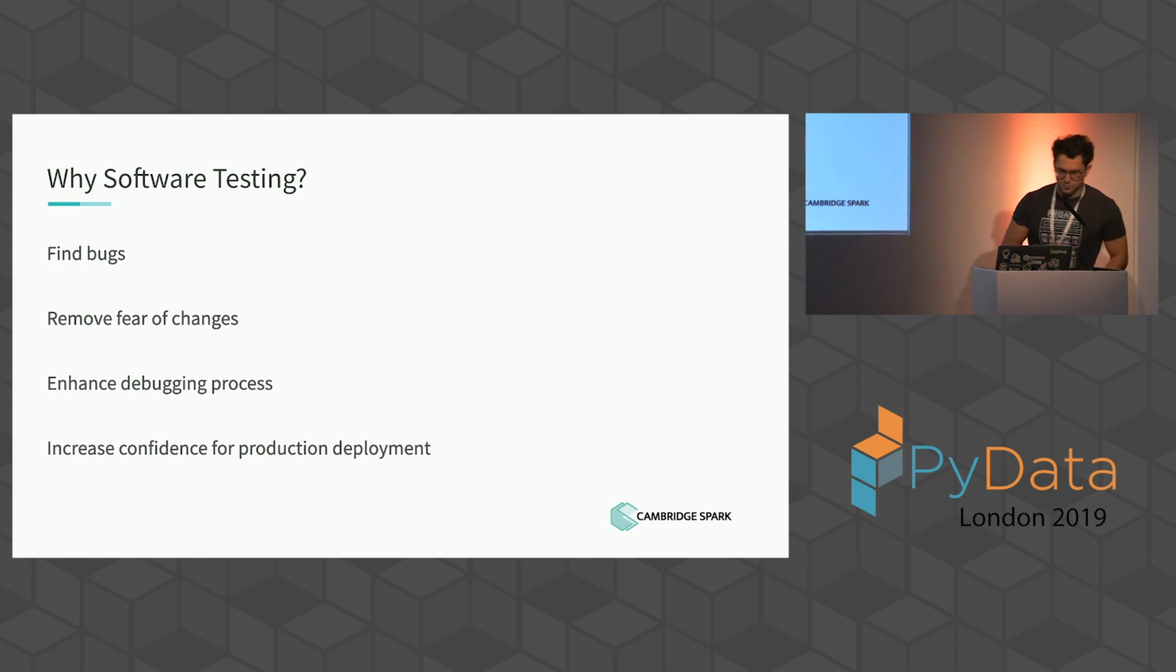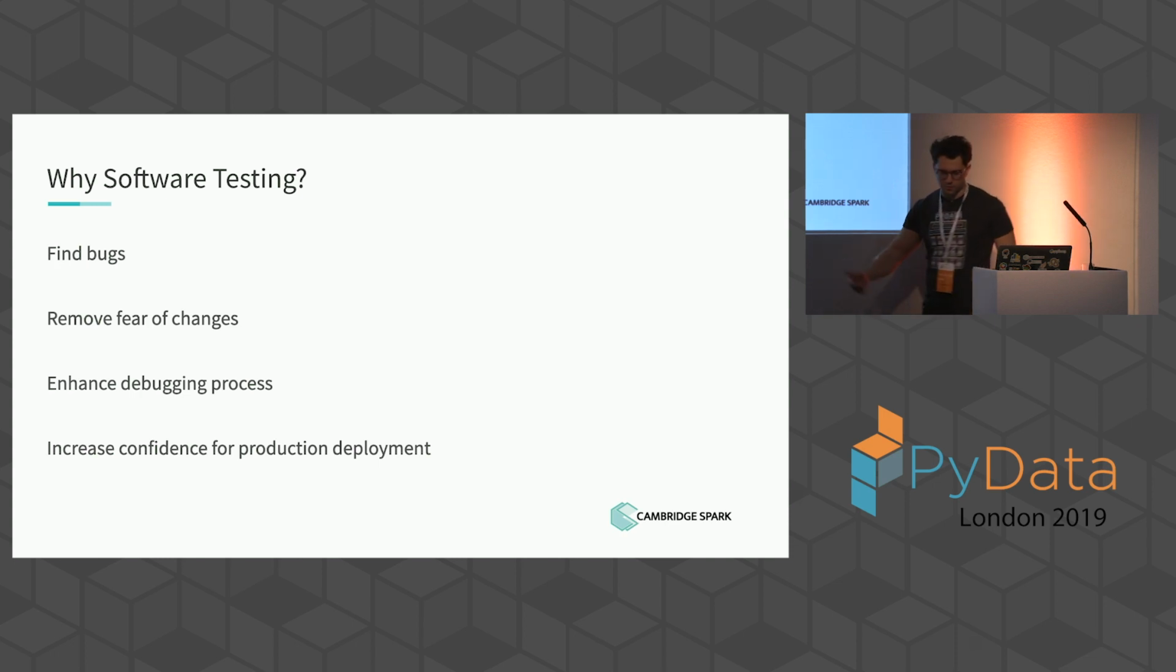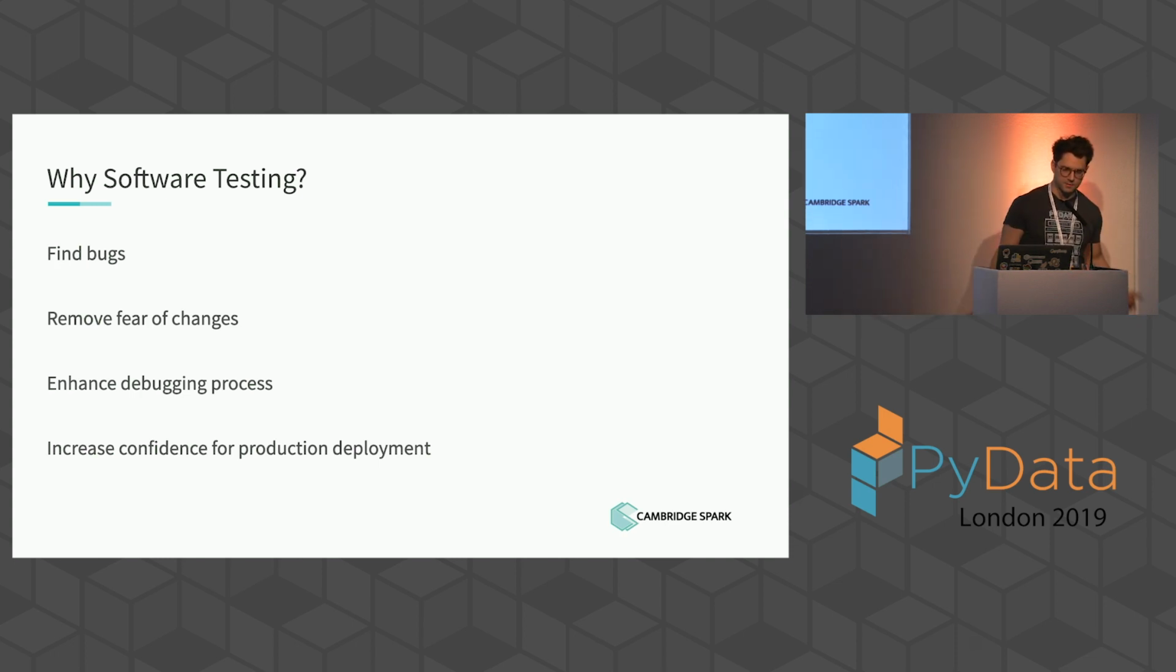So why software testing, to summarize? Maybe the least interesting one: find bugs. Of course, that's something we want to have. There may be a situation we haven't thought of. We might write a test case for it, and that's going to highlight an issue in the code which we can correct. So that's bugs in the implementation.